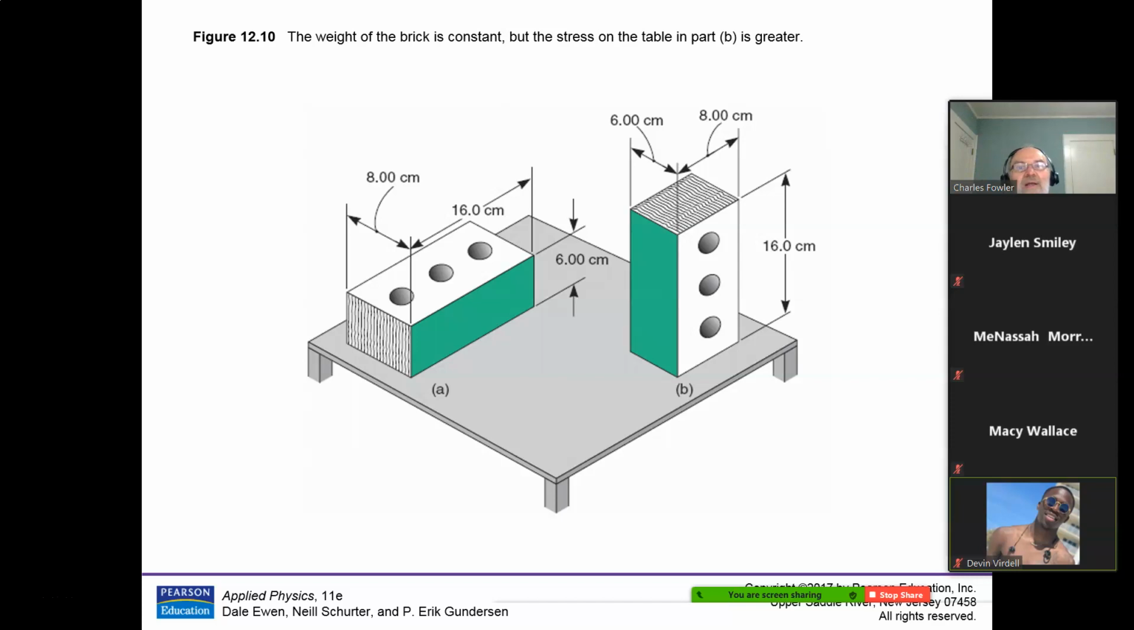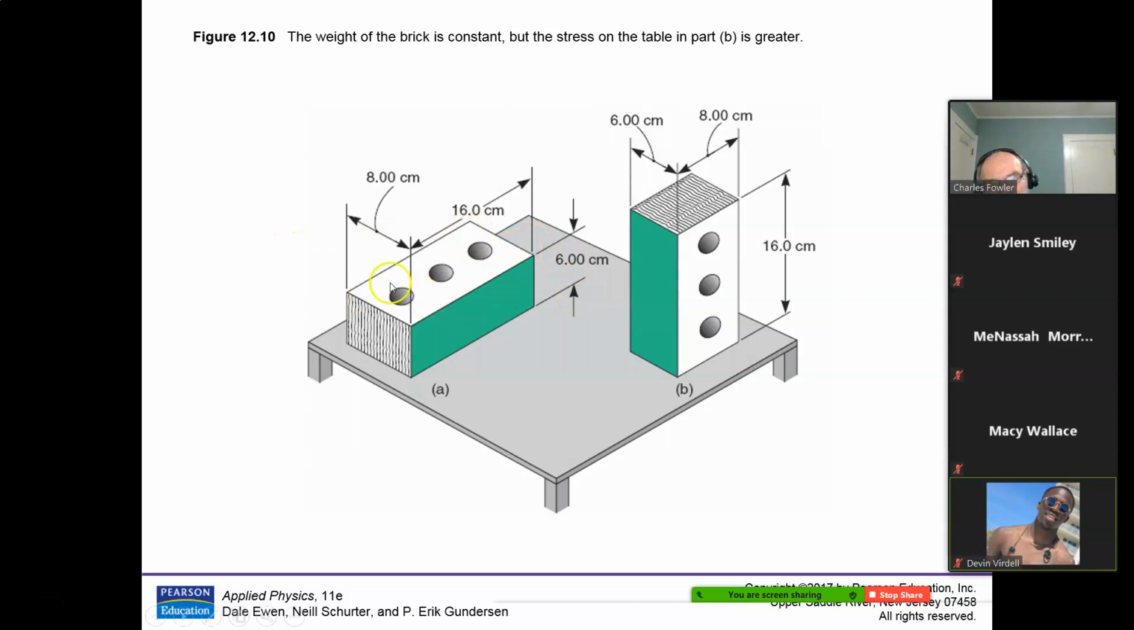Here is showing stress on a tabletop. These two bricks are identical bricks. They have the same dimensions, 8 centimeters by 16 centimeters by 6 centimeters, exactly the same size. And guess what? They're exactly the same weight. They're exactly the same mass. They're exactly the same in every way conceivable. Okay? And they're both sitting on this tabletop.